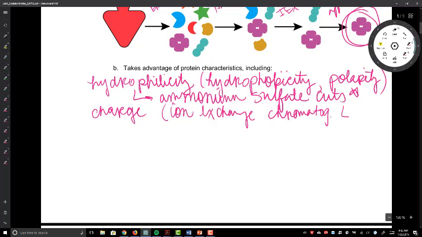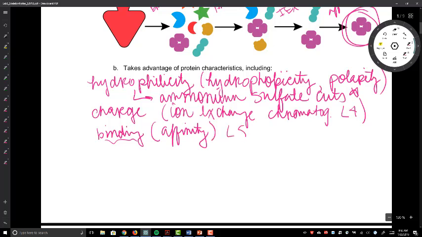And that's lab 4. We can also take advantage of a protein via its specific binding characteristic. So, I guess we'll just say binding here, but it's more complicated than that. And this is affinity chromatography.